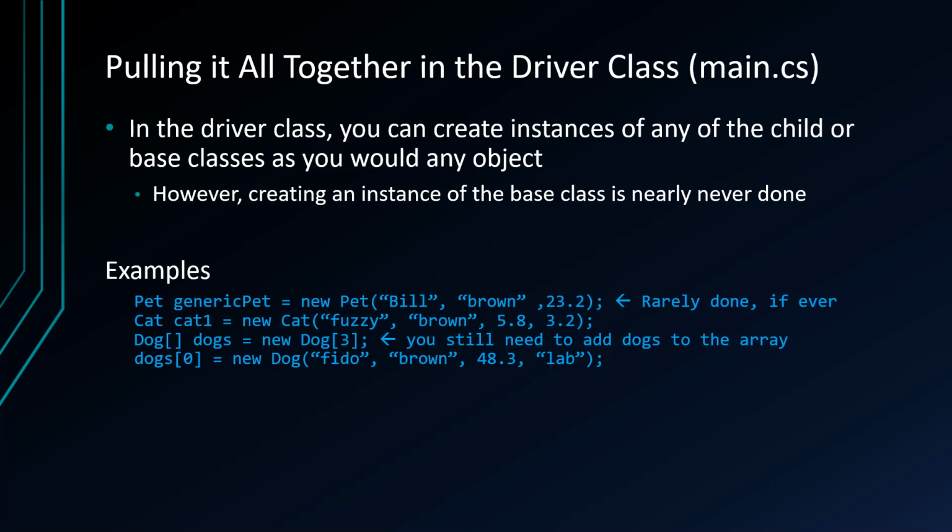So we can just create these. And now we can start using them. So I can start doing things like cat1 dot whatever the cat can do. Whatever. We haven't actually set up any behaviors yet. So we should probably do that.